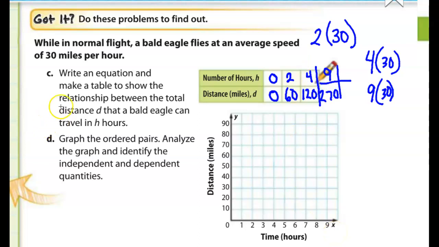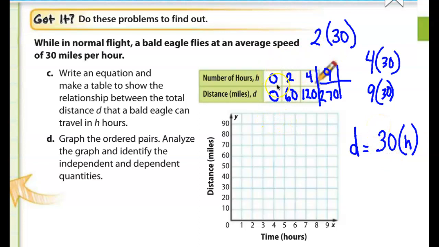Now it says to write the equation. So basically, the distance changed depending on which numbers we chose up here. So we're going to use the variable d for the dependent variable distance, and that's going to be equal to 30 times whatever number of hours we choose to figure out. So this is going to be our equation. Now we need to graph this.